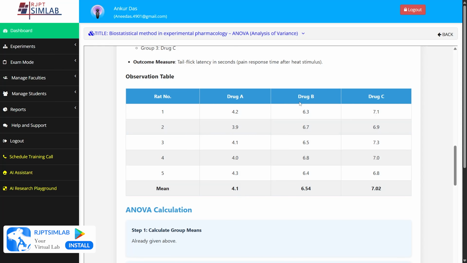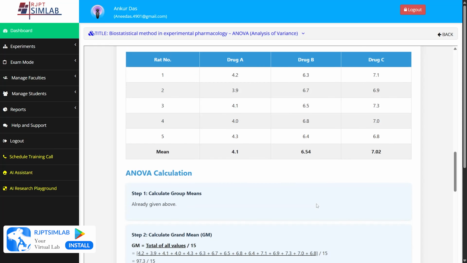Similarly, for the second group, the rats have shown 6.3, 6.7, 6.5, 6.8, and 6.4. All 5 rats have shown their times in seconds for tail flicking, and the mean is 6.54. Similarly, for the third group, it has taken 7.1, 6.9, 7.3, 7.0, and 6.8 seconds, and the mean of all the times is 7.02 seconds. So now we have calculated the mean of all 3 groups.